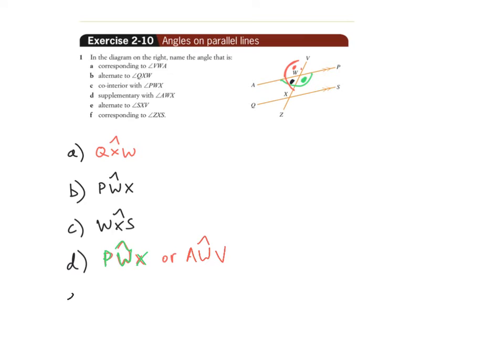Question E. Alternate to SXW. Now I can't rub things out. I don't know why. I'm going to stop there and hopefully that's okay.